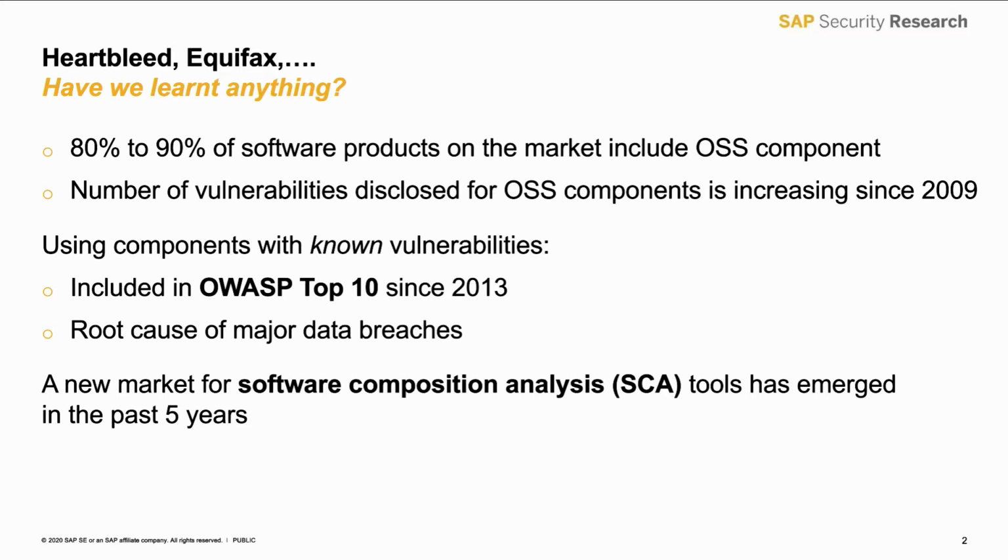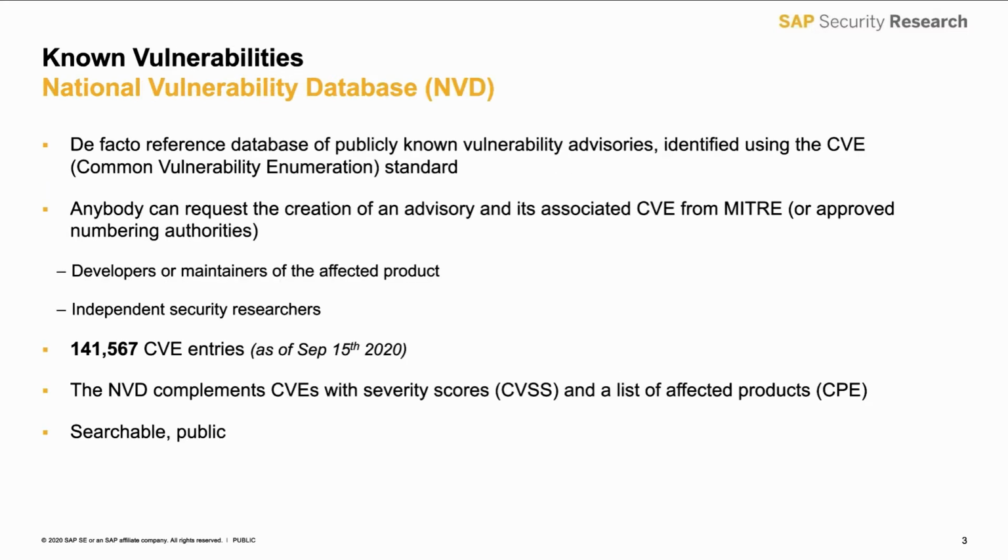These tools may use different techniques to perform their analysis, but they are all based on some sort of vulnerability database. The most popular of which is certainly the NVD, National Vulnerability Database, which is the de facto reference database of publicly known vulnerability advisories. Each of these advisories is identified using a standard called Common Vulnerability Enumeration, or CVE for short. And anyone can request the creation of an advisory by reserving a CVE identifier. For example, developers of the affected product, or even independent researchers who have found a vulnerability in that product.